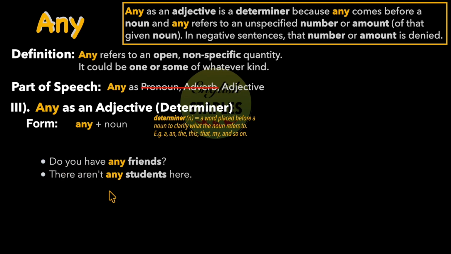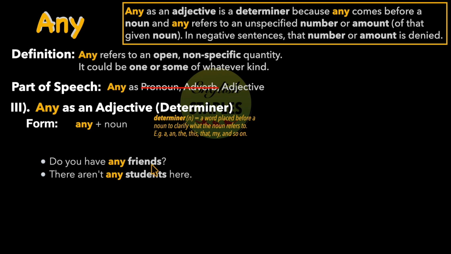Here, in both the question and the negative, we see the word any. We have any friends. Friends is the noun. Here, in the negative, we have any students. Any comes before the noun students, right? And any refers to an unspecified number or amount of that given noun. Here in the question, we have any friends. Any here could be one or some, more than one, of whatever kind.